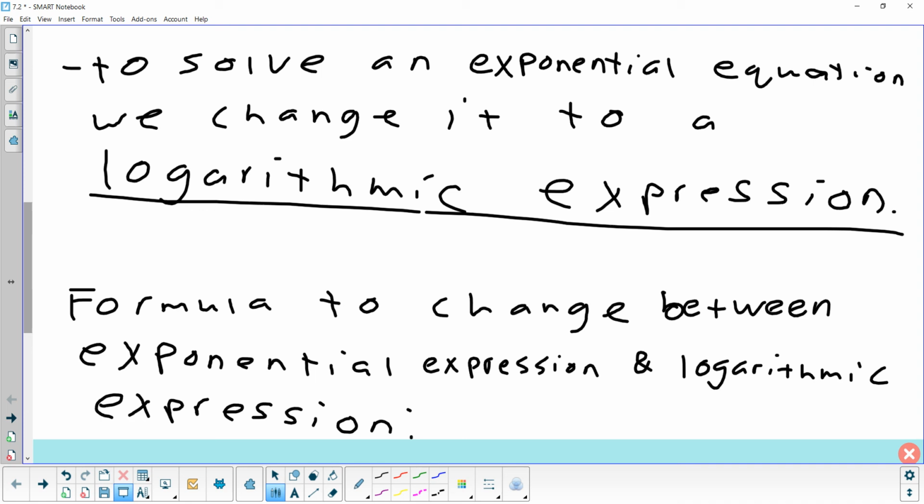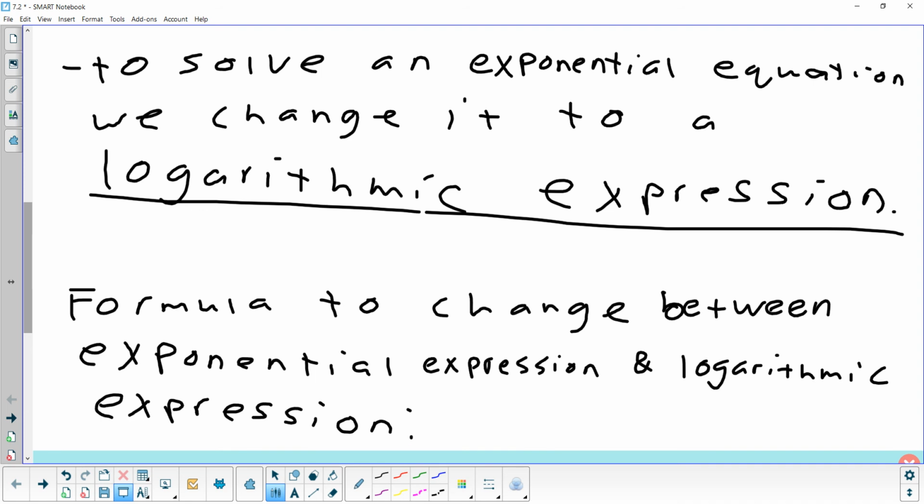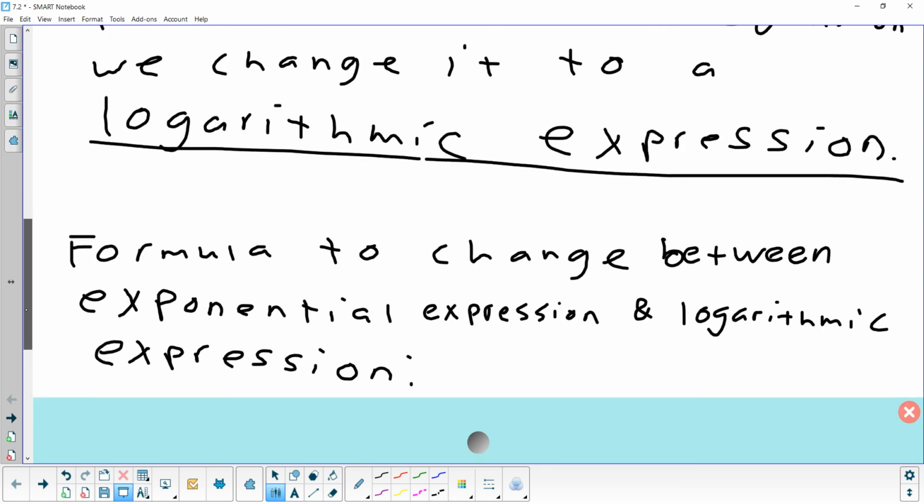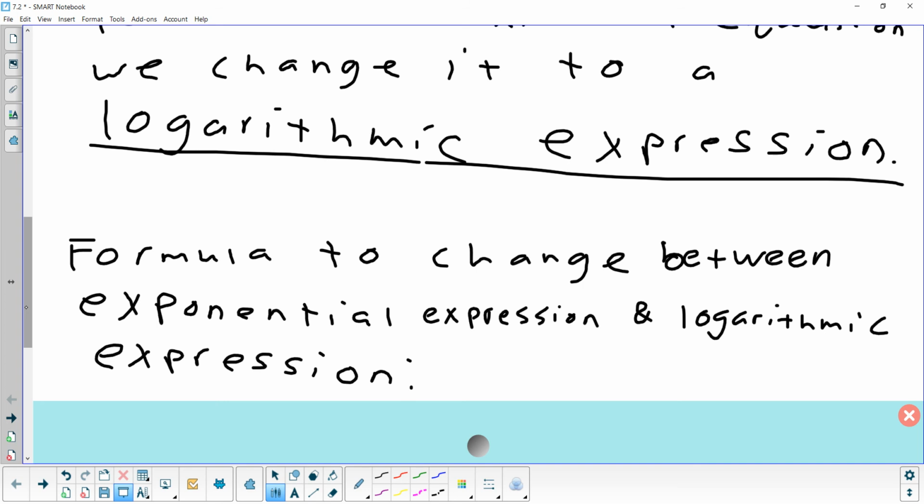So let me show you the formula to change something between what I'm going to call exponential form and log form. Now, this formula doesn't really involve any calculations or any math. This formula is more of rearranging. That's all it is, taking and putting things in different spots. And you don't have to do any math to convert between log form and exponential form.